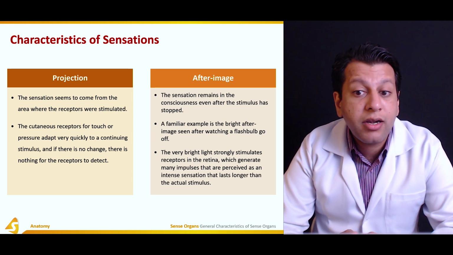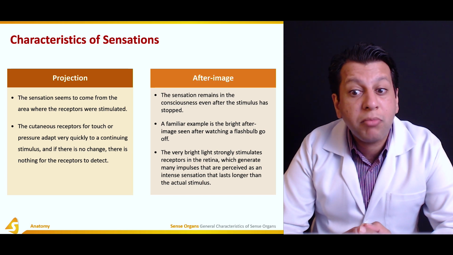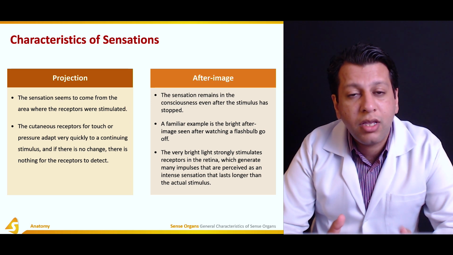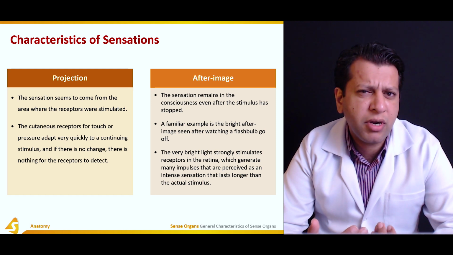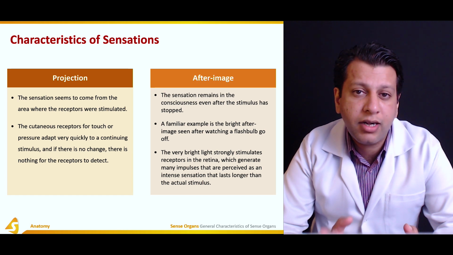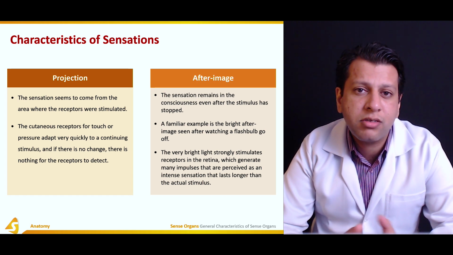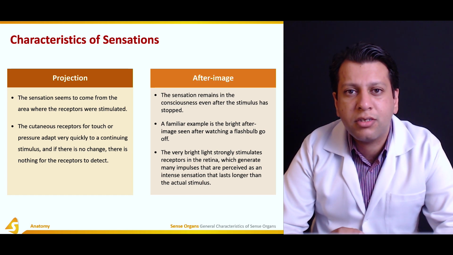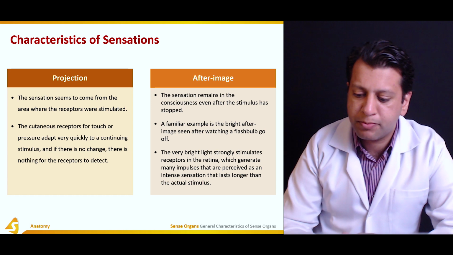The very bright light strongly stimulates the receptors of the retina, which generate many impulses that are perceived as an intense sensation that lasts longer than the actual stimulus. Even after the first stimulus, we close our eyes due to the brightness of the light, but still we are unable to see anything because at that time the retina has been continuously stimulated and the cones are continuously firing and the sensations are going through the optic nerve.